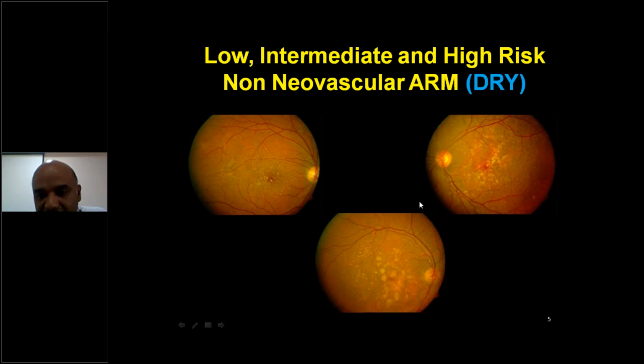Usually in dry AMD, there is no surgical intervention or management required except taking some medicines. But if wet AMD has set in, you have to actively intervene to prevent further visual loss.